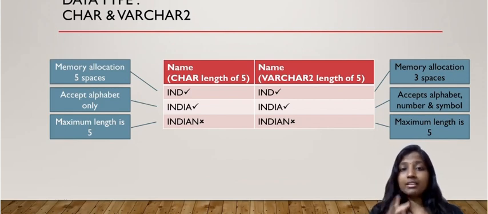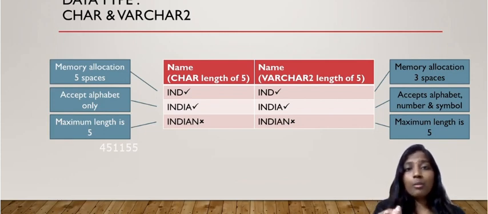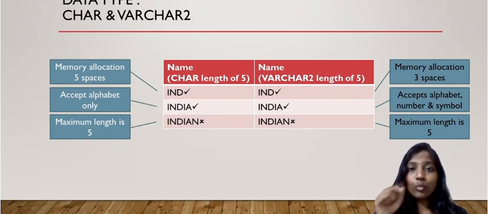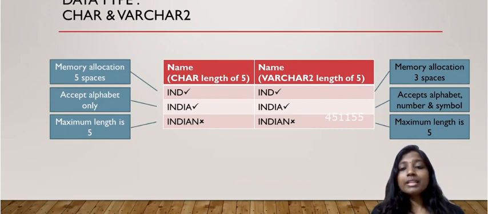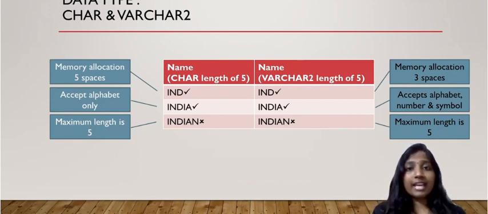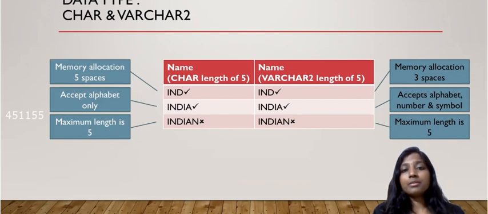Like if you want to enter an address, it is going to have a comma and then a hyphen, right? The numbers, NO and then 1, 2, 3, 4, some house number will be there. So it can be defined under varchar2, but it cannot be defined under character because obviously it is going to accept only the alphabets, not numbers or symbols, only the alphabets. So this is the second difference. Okay.